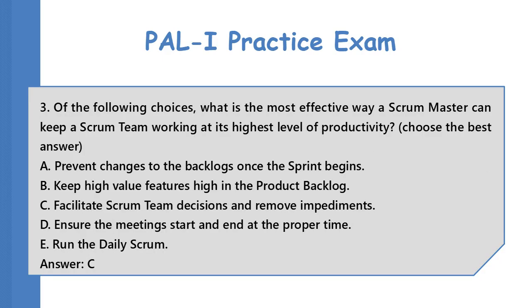3. Of the following choices, what is the most effective way a Scrum Master can keep a Scrum team working at its highest level of productivity? Choose the best answer. A. Prevent changes to the backlogs once the sprint begins. B. Keep high-value features high in the product backlog. C. Facilitate Scrum team decisions and remove impediments. D. Ensure the meetings start and end at the proper time.